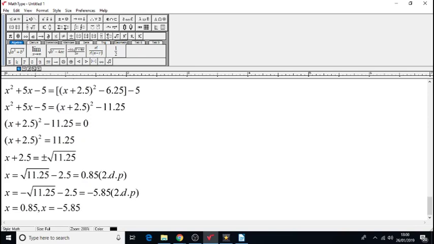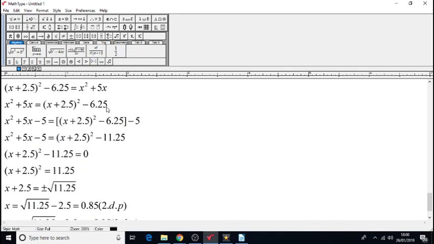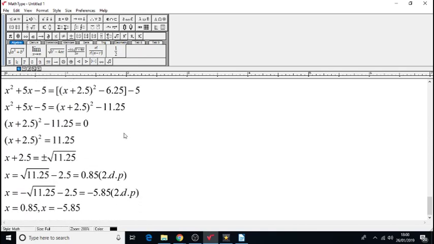There we have solved the equation x squared plus 5x minus 5 by completing the square. So that is how you solve quadratic equations using the completing the square method.